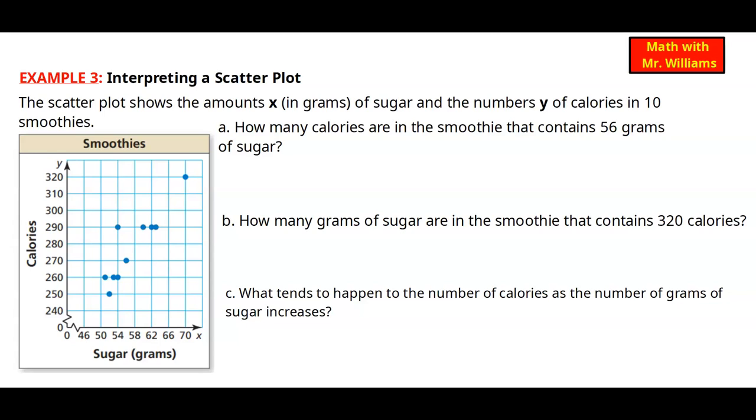Math with Mr. Williams, example 3, interpreting a scatter plot. The scatter plot shows the amounts x in grams of sugar and the numbers y of the calories in 10 smoothies. How many calories are in the smoothie that contains 56 grams of sugar?